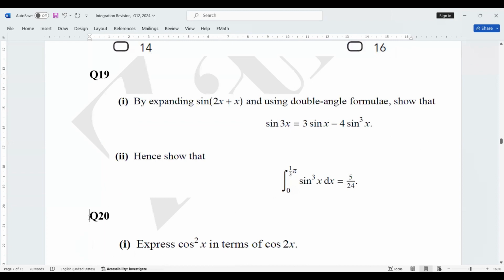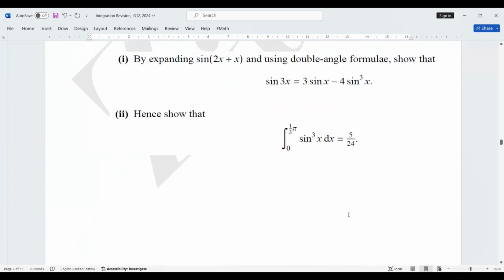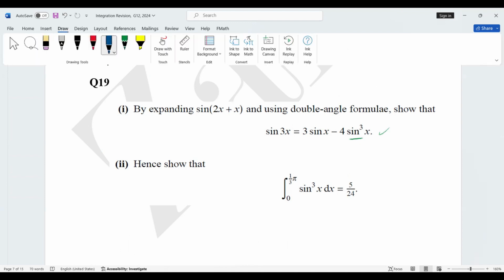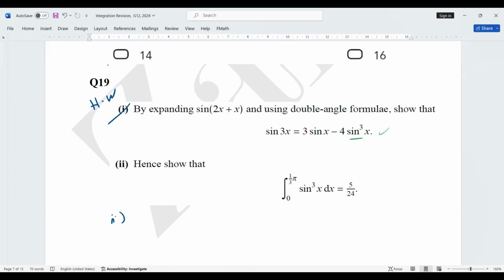Okay, this question has two parts. He said, by expanding sine and using double angle formulae, show that sine 3x equals 3 sine x minus 4 sine cube. I think this part is okay. It's a little long, but you can do this. But now we need to integrate sine cube. How? Rearrange sine cube. Then we go direct to part 2. So part A is homework.